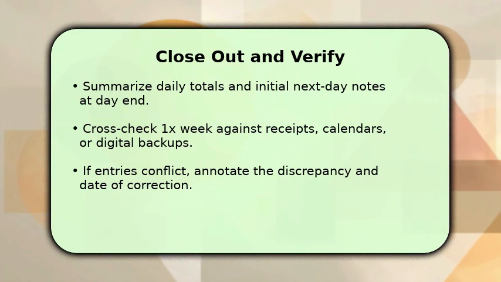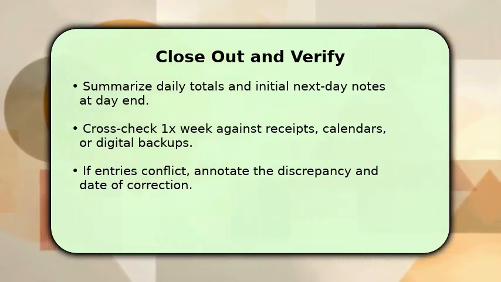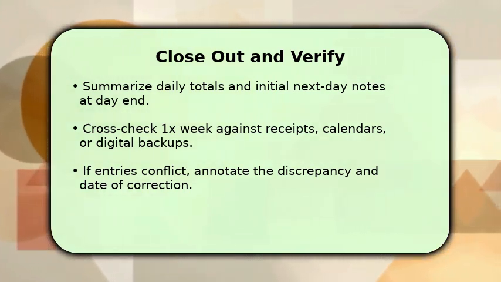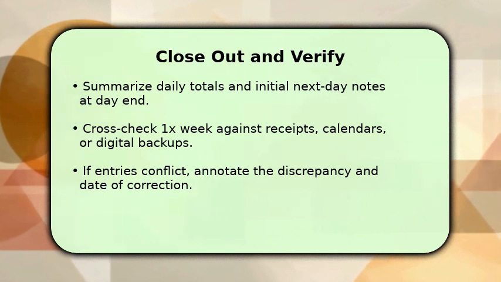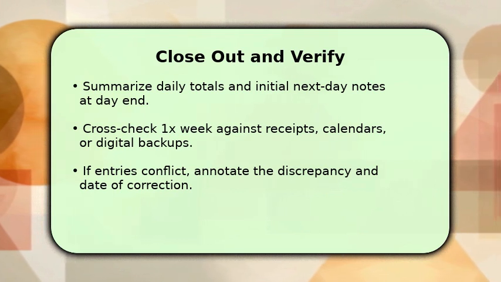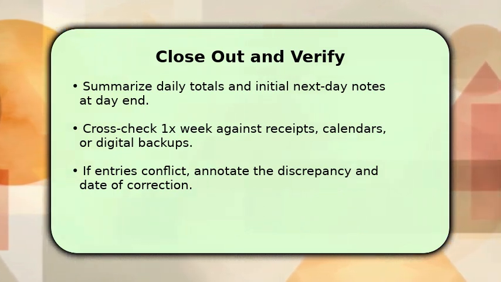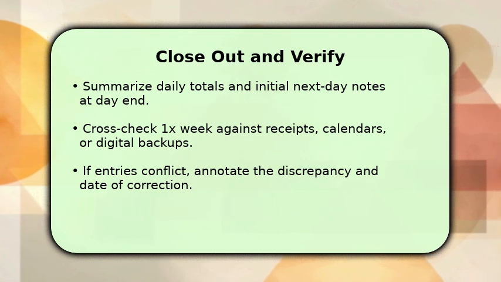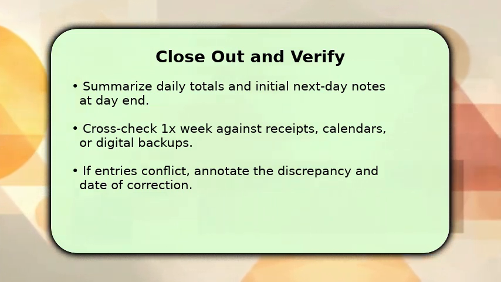Once totals are recorded, compare the log with receipts, calendar events, or photographs to verify accuracy. If you find mismatched entries, annotate the log with the discrepancy, your correction, and the correction date so the history remains transparent. If things still don't add up, consult supporting documents immediately.